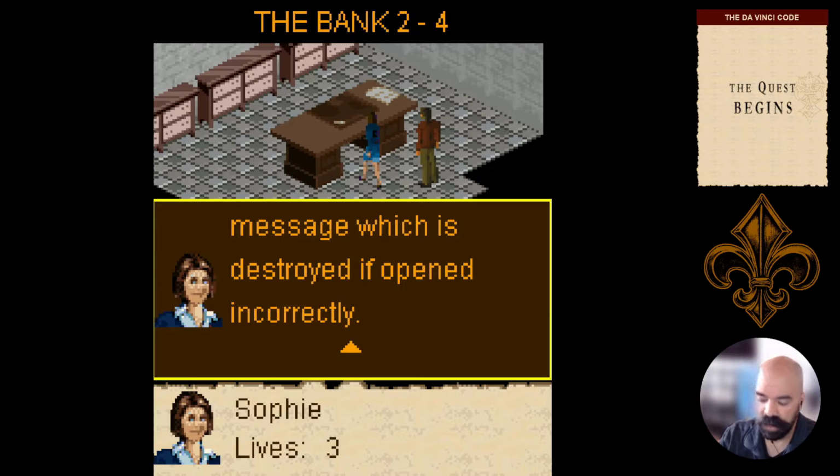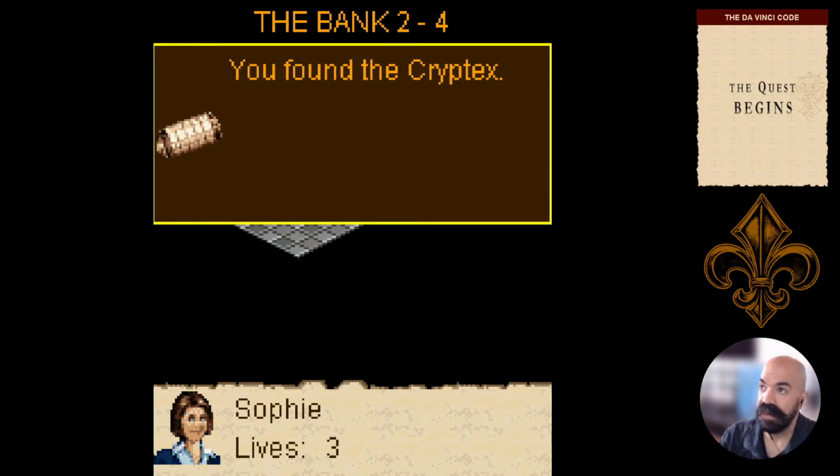I don't think they explain it here, but basically there's a vial of vinegar inside this cylinder, and there's a piece of papyrus paper wrapped around it. And if the vinegar gets loose, the paper dissolves. So that's how they keep the secret.